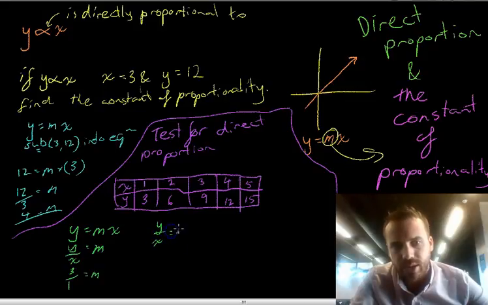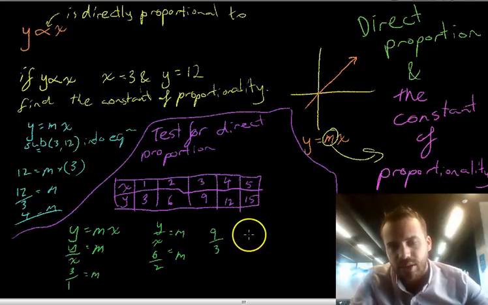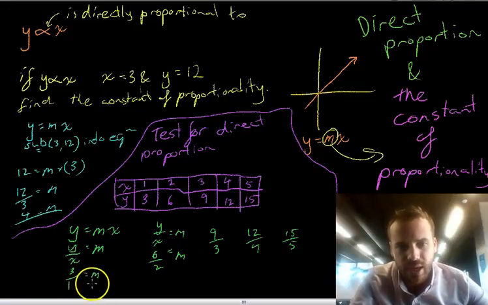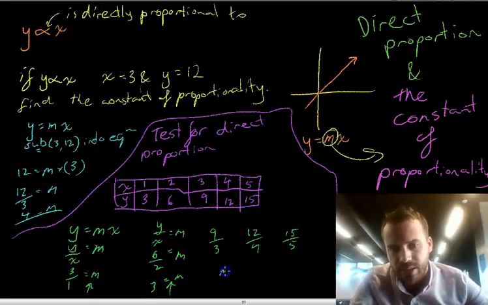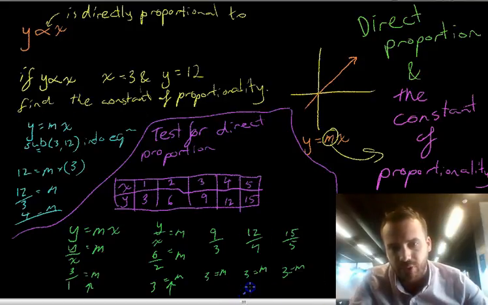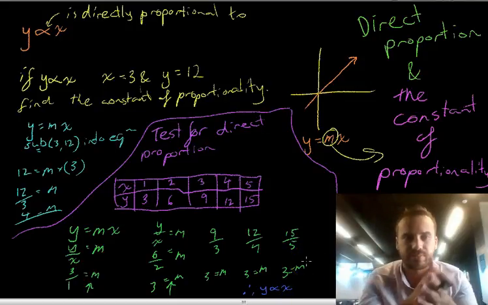Y on x equals m. That's 6 on 2. The next one is 9 on 3. The next one is 12 on 4. The next one is 15 on 5. All of those are equal to 3. So m is equal to 3 here, m is equal to 3 here, m is equal to 3 here, m is equal to 3 here, and m is equal to 3 here. Therefore, and this is the big finishing move, therefore y is directly proportional to x.